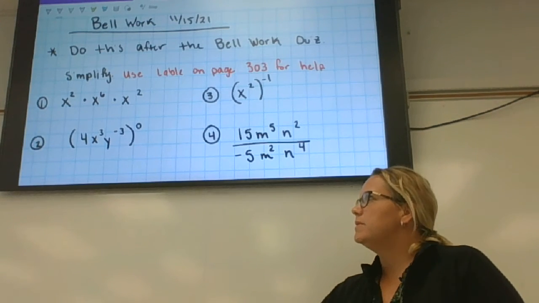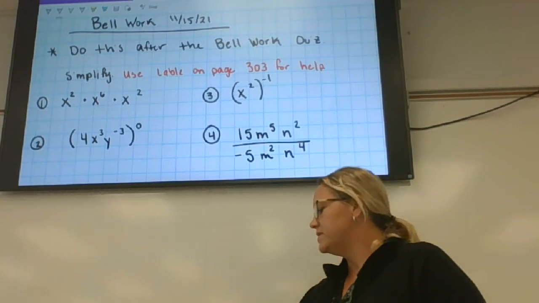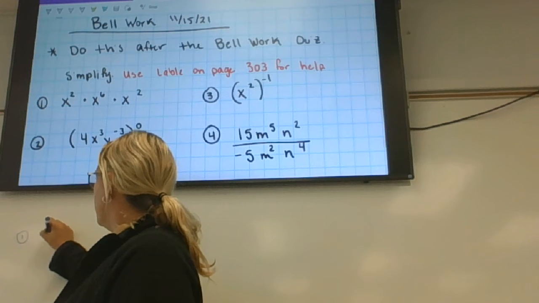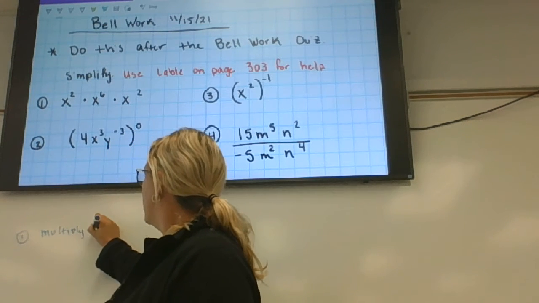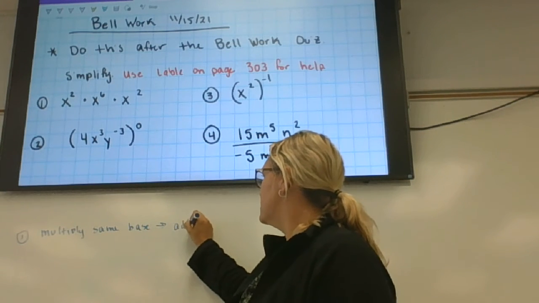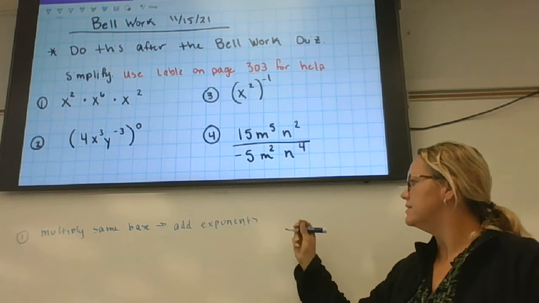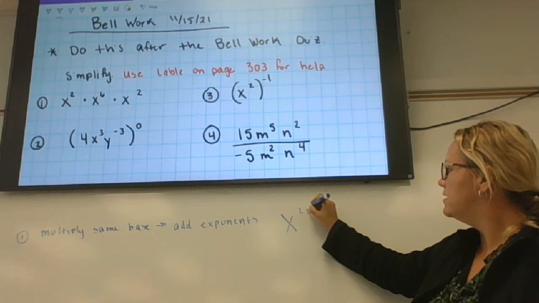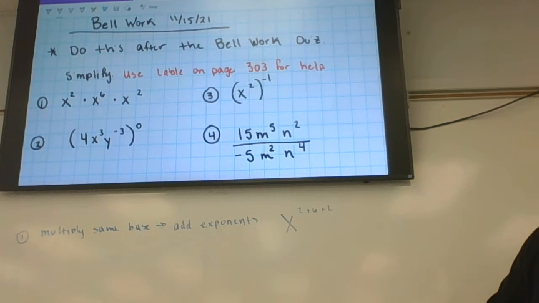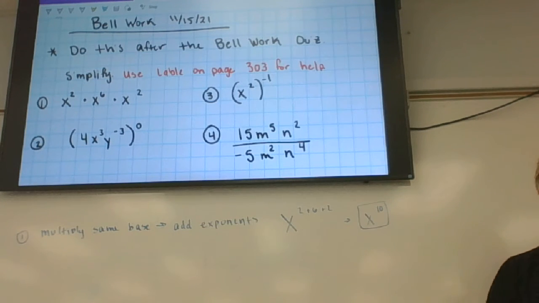So in number one, I see x and another x and another x. So this is multiplying the same base. Whenever you multiply the same base, whether it be a number or a variable, you add your exponents. So to rewrite it, I would say this is x to the 2 plus 6 plus 2. So this is x to the 10th. That's all you gotta do.